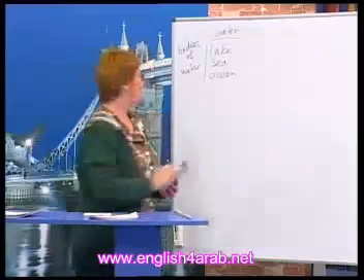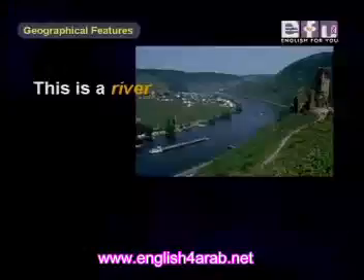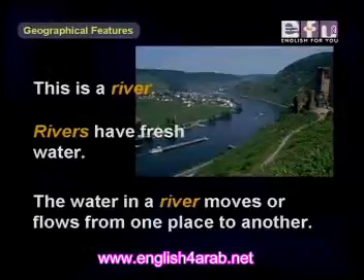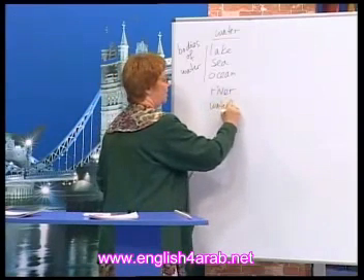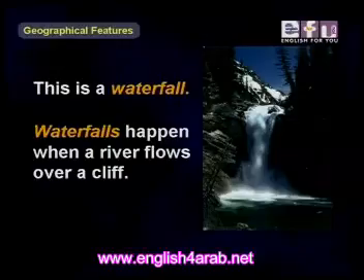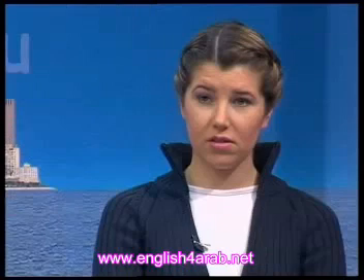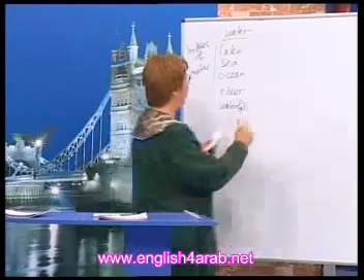Now, the next one for water is river. On your screen you see this is a river. Rivers have fresh water. The water in a river moves or flows from one place to another. The next one we can see is a waterfall. Waterfalls happen when a river flows over a cliff. The water falls. Okay, now we can also talk about other features on the land.